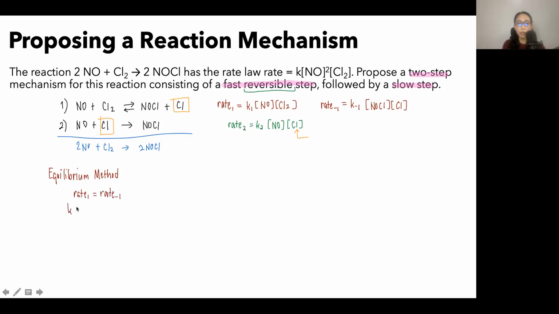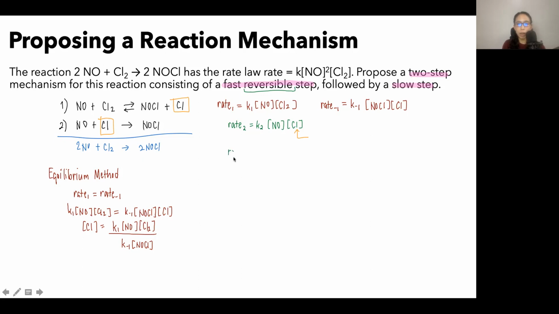So we have K1 times NO times Cl2 equals K-1 times NOCl times Cl. And we isolate Cl and we get K1 times NO times Cl2 over K-1 times NOCl. This expression, we substitute for Cl in the rate law for the second step.